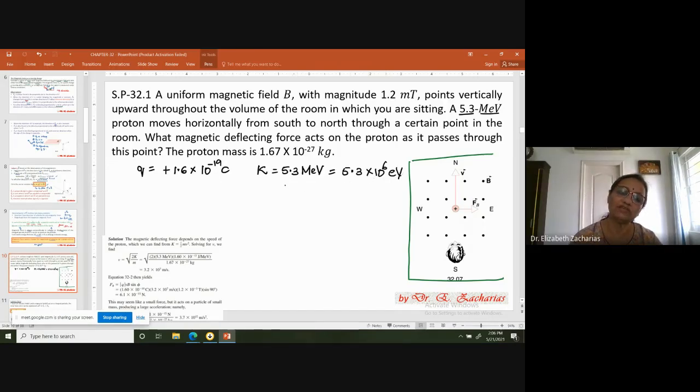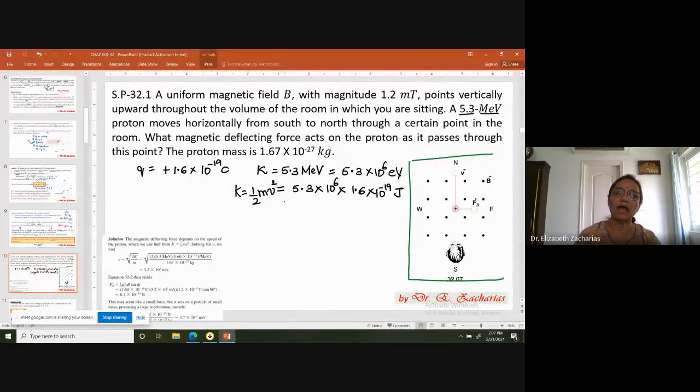Now, do you know how to convert electron volt into joule? You studied this in mechanics. Electron volt is a unit of energy. How do you convert it into joules? Don't remember anything: 5.3 into 10 to the power of 6 into 1.6 into 10 to the power of minus 19. If you multiply by the charge of a unit charge, then you get joule.